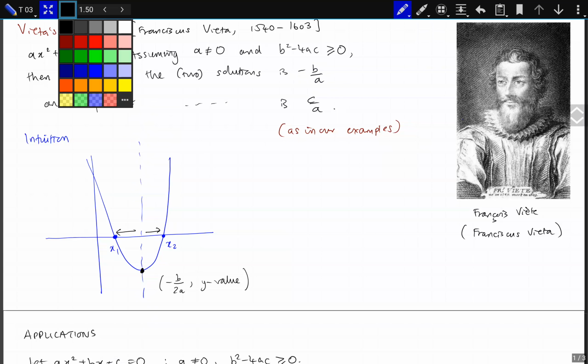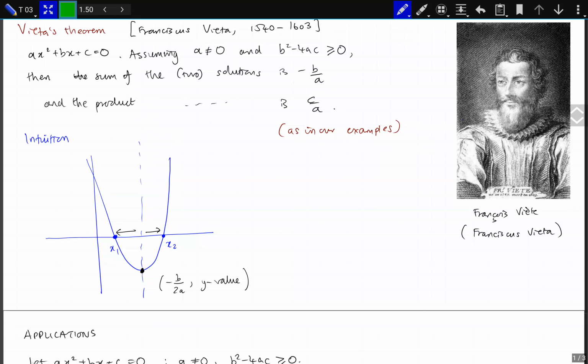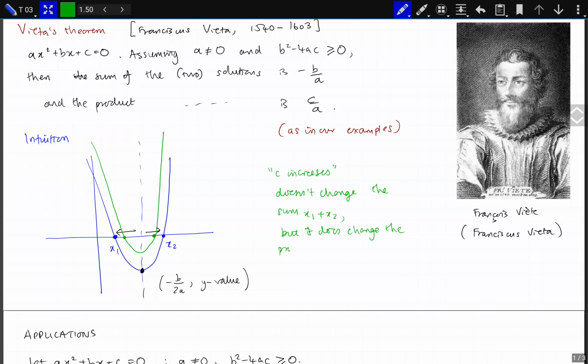But what happens when I change c? Let's say that c increases. That just raises my polynomial. So here's my new solutions, the new x1 and x2. So I can see that this doesn't change the sum, but it does change the product. So as you can see from the diagram, there's very much a strong relationship between geometry and algebra.